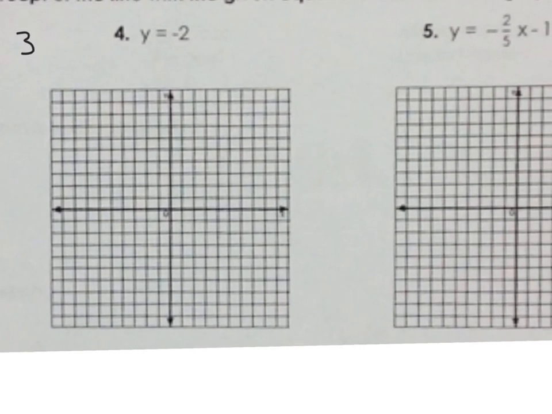So the line would look something like this. On number 4, what comes before the x tells us what our slope is, and because we don't have anything before an x, our slope is 0. Our y-intercept, though, is going to be -2. So this crosses the y at -2, and it has 0 slope. That is just a horizontal line, like that.